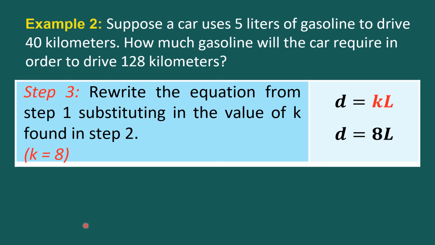Now let us have step 3. Rewrite the equation from step 1, substituting in the value of k found in step 2. Remember, our constant of variation in step 2 is 8. In step 1, we have the equation d equals kL. So since we already have the value of k, which is 8, our new equation would be d equals 8L.